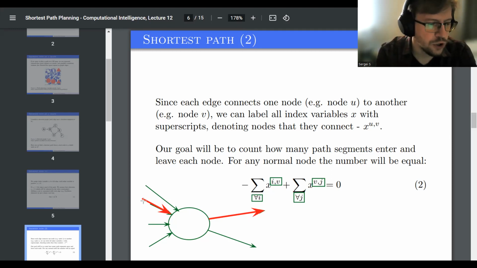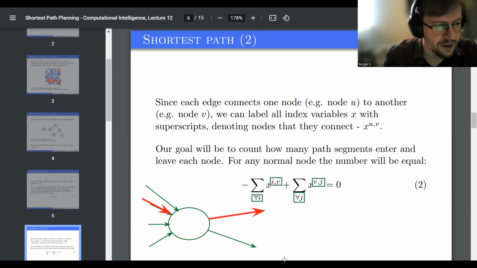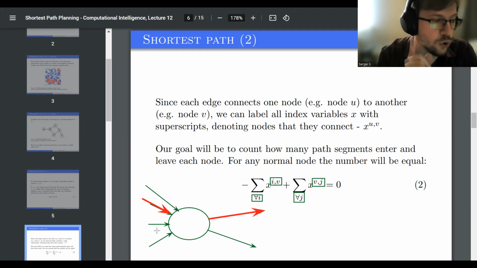Theoretically speaking, you could also have another path segment that leads into the node, and another path segment that leads out, but that is unlikely because it's not going to be the shortest path if you have a loop. So the only two scenarios for a regular node are either one connection in and one connection out, or zero connections in and zero connections out, if you only count parts of the path, not all connections, okay? And all other connections will be just set to 0, so they won't influence the sum.